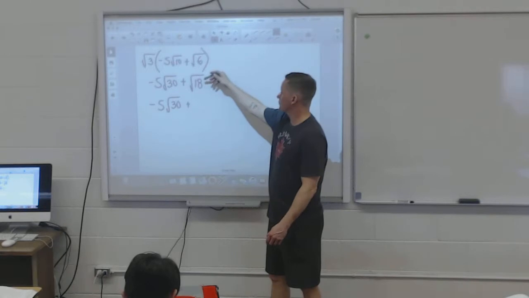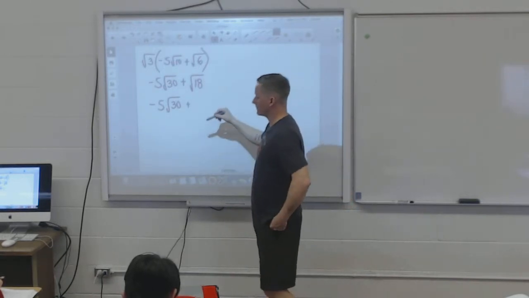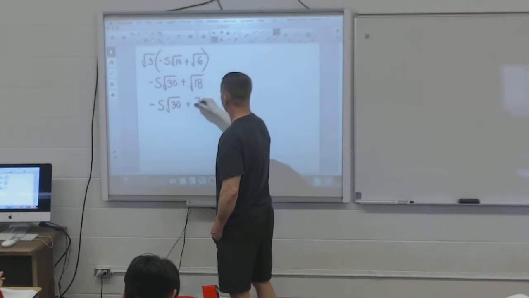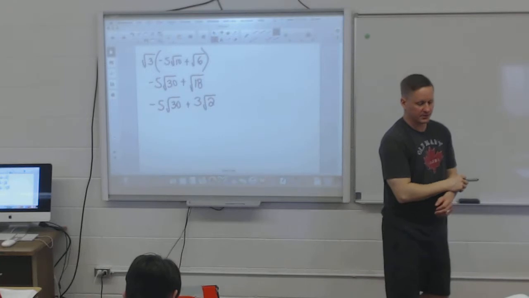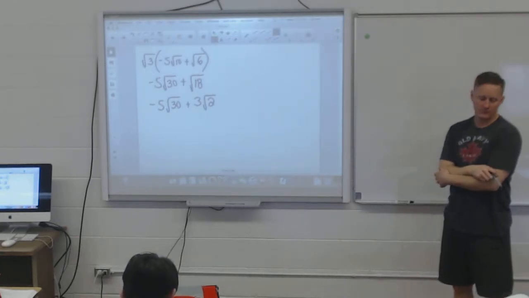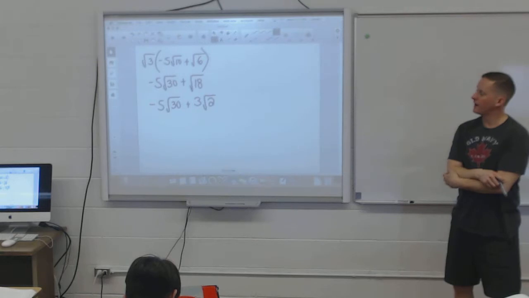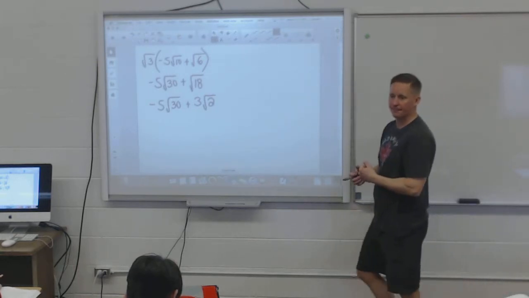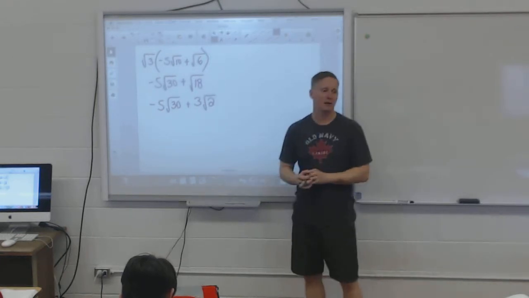That's okay. Square root of 18 is 9 and 2. What's the square root of 9? 3. So 3 square root 2. And that's your final solution. You don't have to do anything else with that. Any questions about that? Okay? These are pretty basic ones.